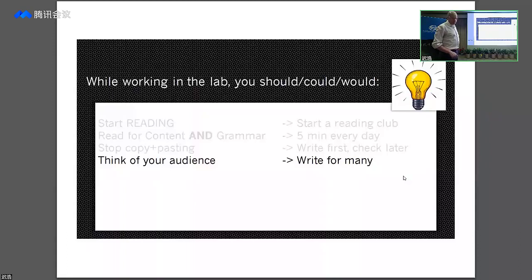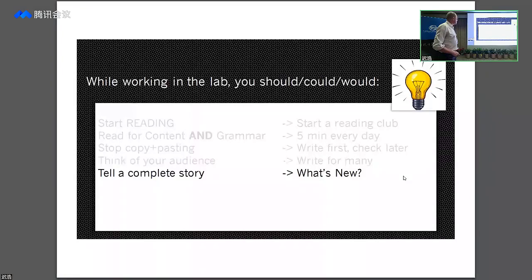Think of your audience. All of these bad examples that I keep showing you in these classes show that the authors have not paid attention to their audience. So that is something you really have to start thinking about.